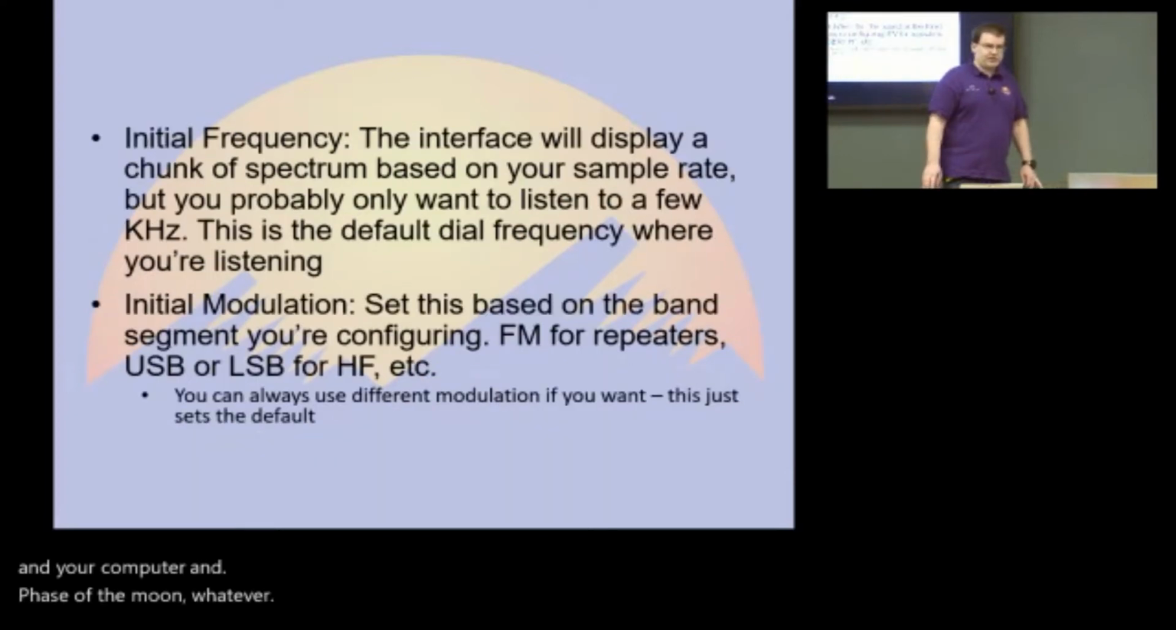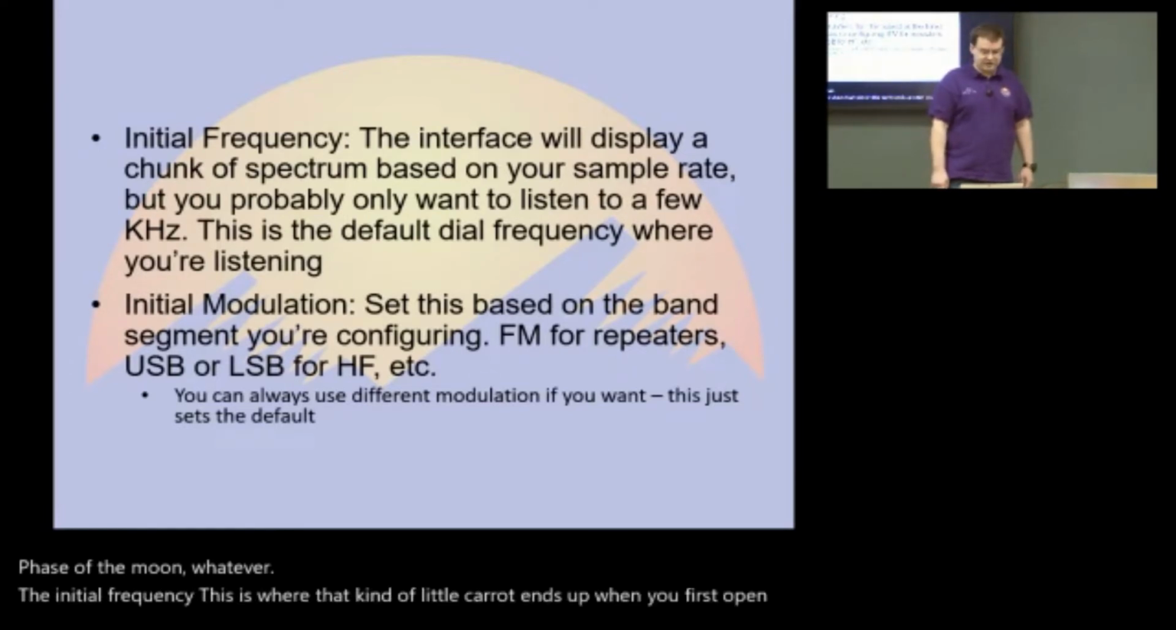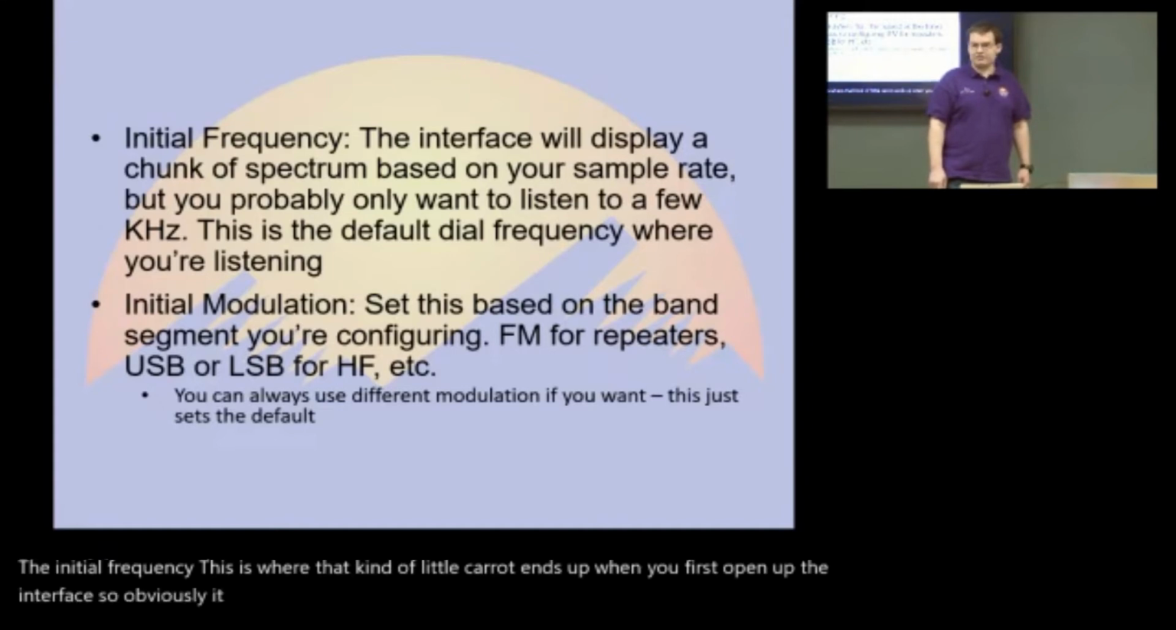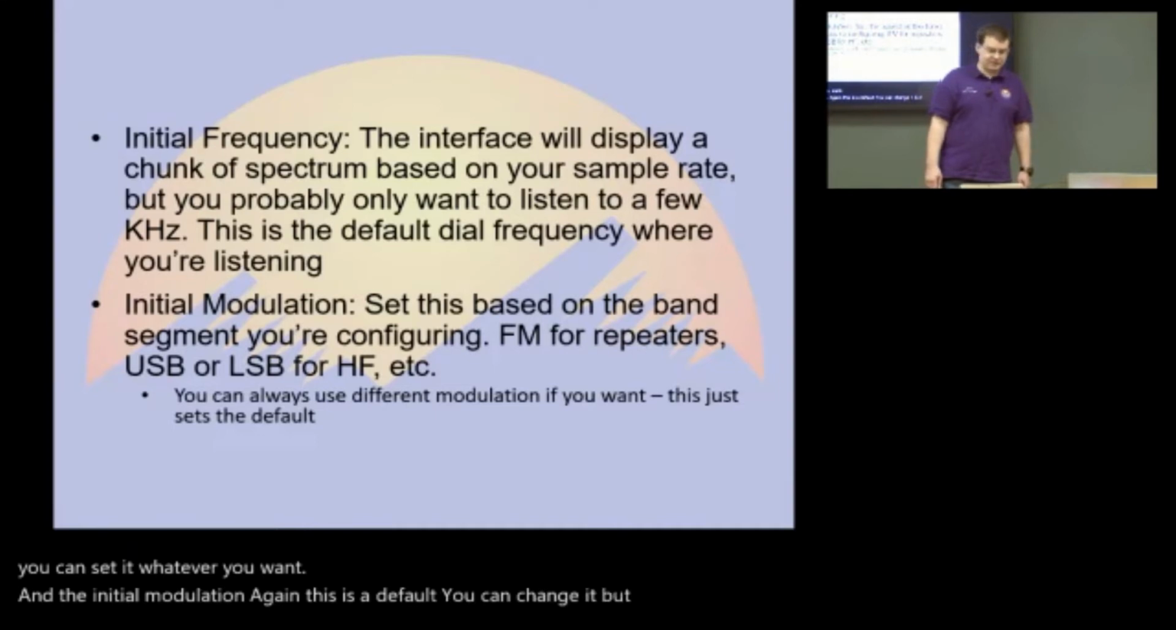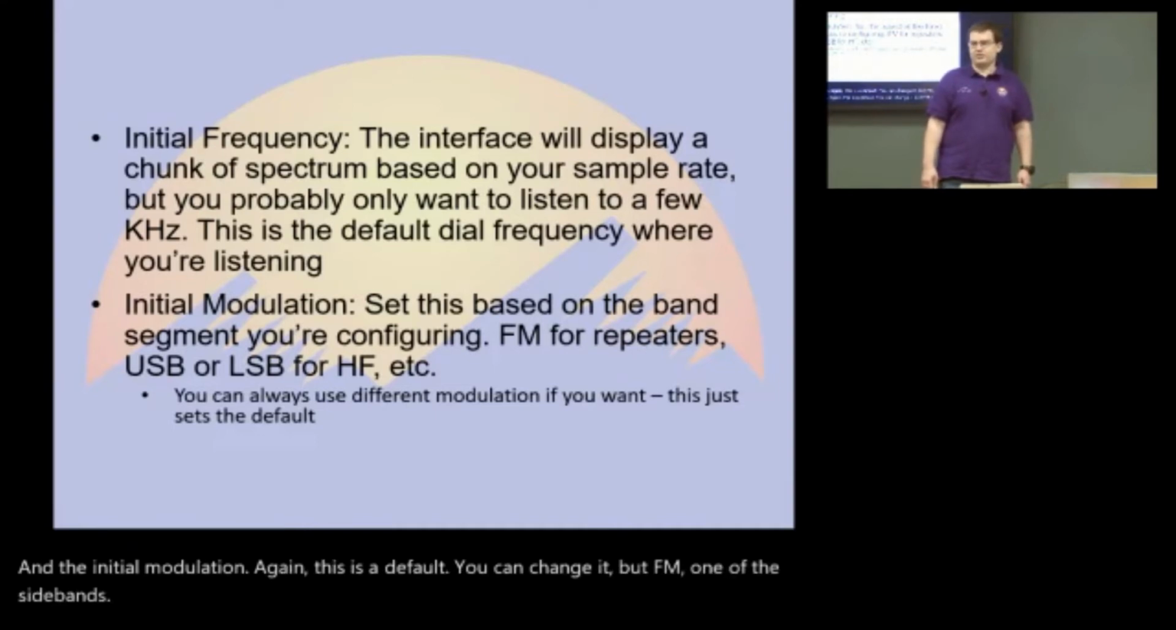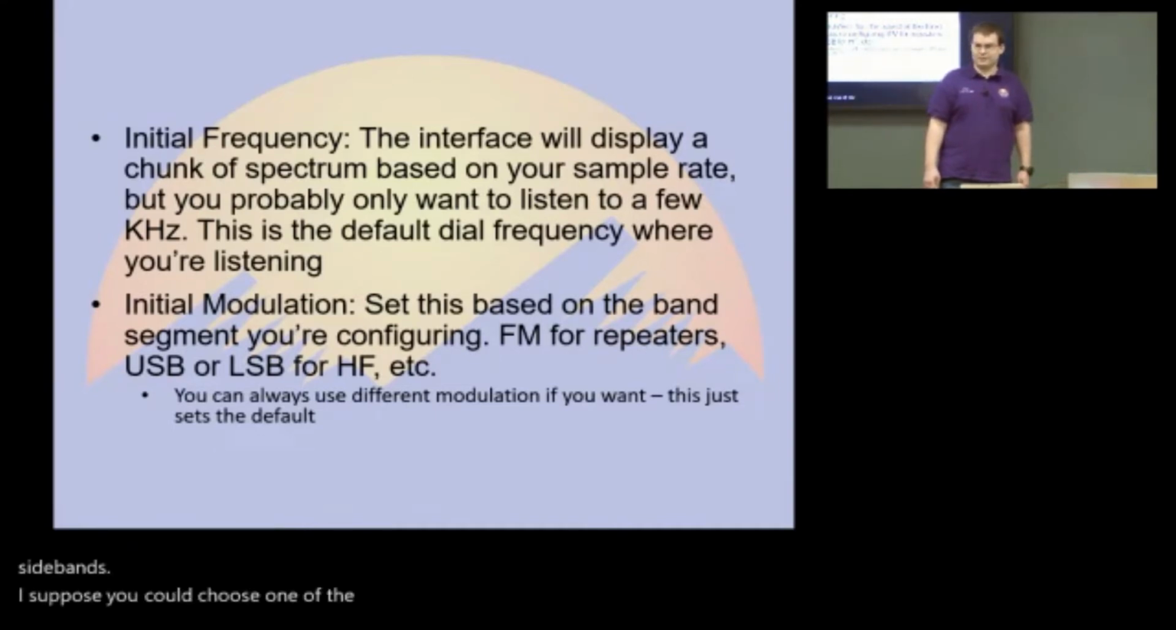The initial frequency, this is where that little caret ends up when you first open up the interface. So obviously it has to be in the band that you configured. Other than that, you can set it whatever you want. And the initial modulation, again, this is a default. You can change it, but FM, one of the sidebands, I suppose you could choose one of the digital modes if you wanted to do that.